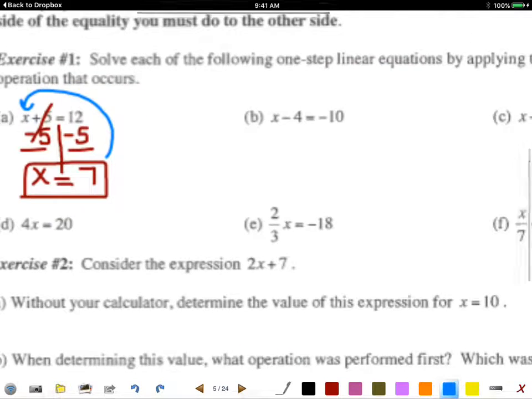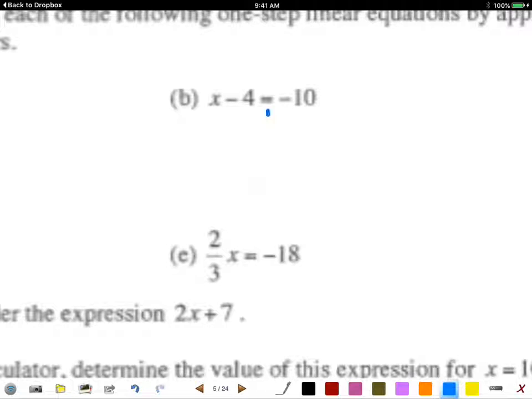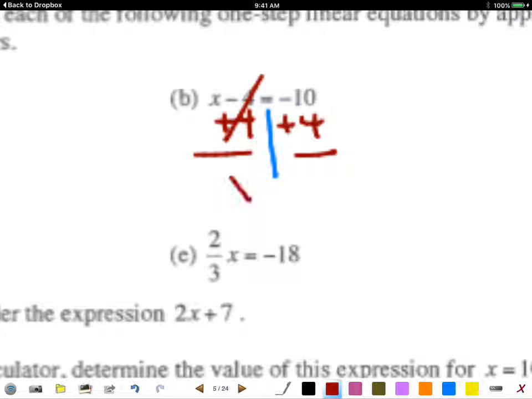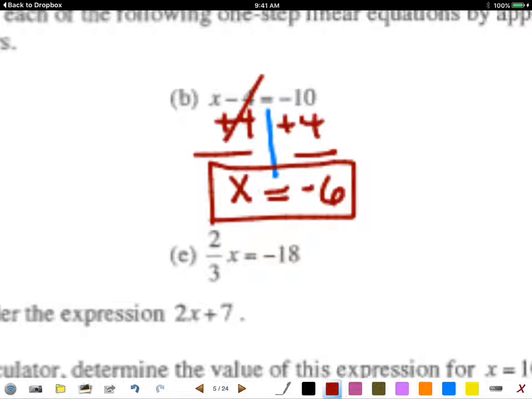All right, let's look at the next one. Letter B. We have x minus 4. We want to get rid of that minus 4. We want to undo. That's what you're trying to do. You look at what's happening and you do the opposite. I see a subtract 4, so I'm going to do what? Add 4. So put plus 4 here. Well, if I do that to this side, I have to come to the other side and do it. So a minus 4 and a plus 4 makes 0. You don't write 0. You just bring down your x equals, and a negative 10 plus 4 is a negative 6. And you're done.